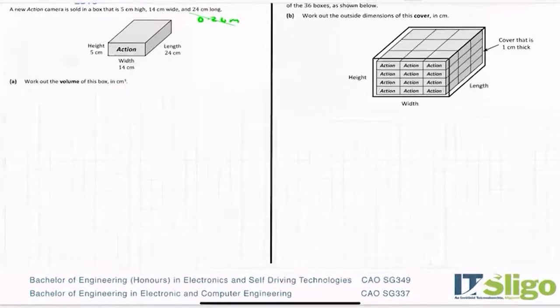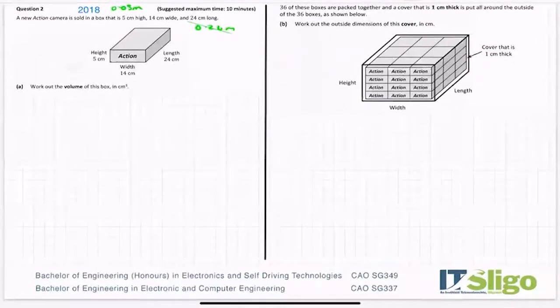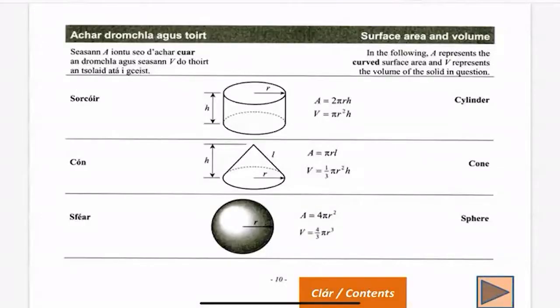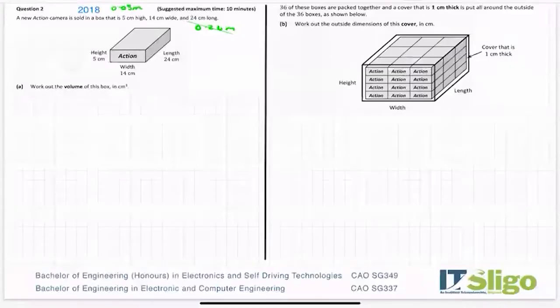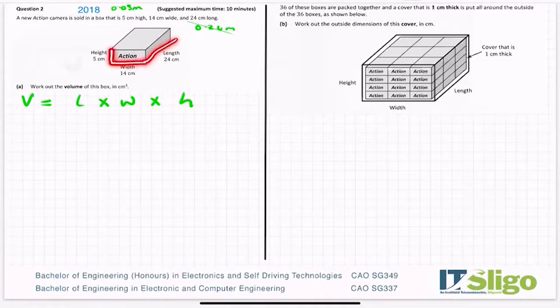Okay, so the volume of the box, this formula is not in your log tables. The volume of a cylinder is, and a cone and a sphere, but not the cube or the cuboid because they expect you to know it. So the volume of a cuboid is length by width by height. It's a 3D shape. So think about the desk that you're on. You have a length, a width, and a height. A volume is how much space it takes up in the world.